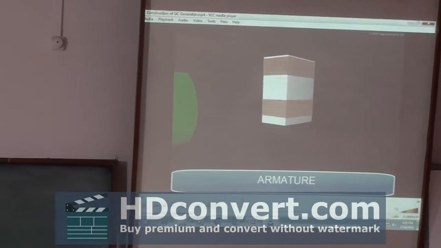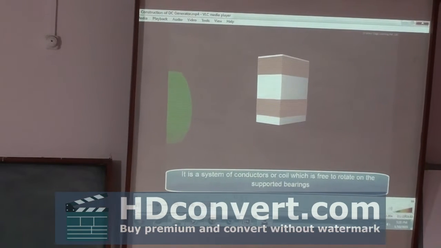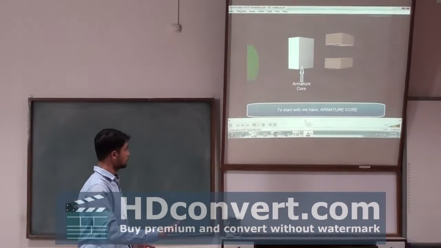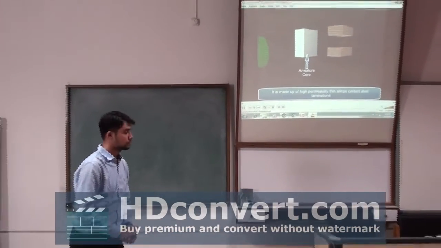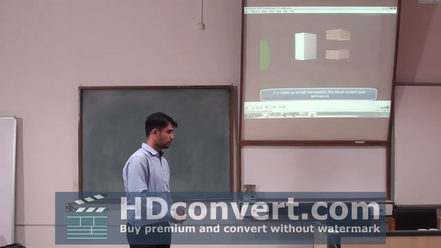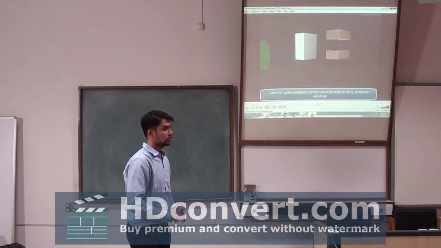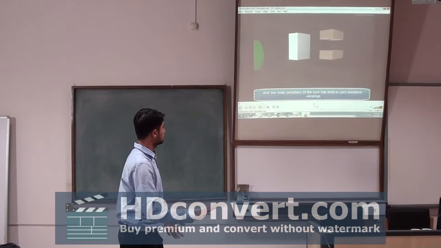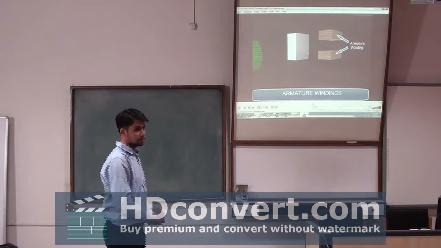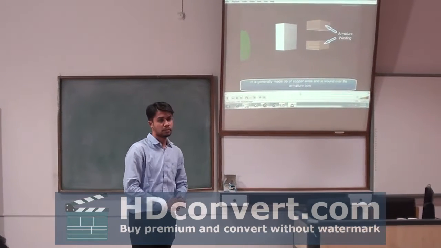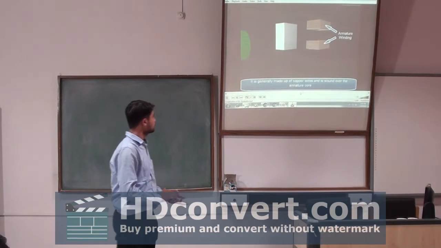Armature. It is a system of conductors. The armature, to start with, we have the armature core. It is made up of high permeability thin silicon content steel lamination. And the outer periphery of the core has slots to carry armature windings. Next is armature winding. It is generally made up of copper wires and is wound over the armature core.